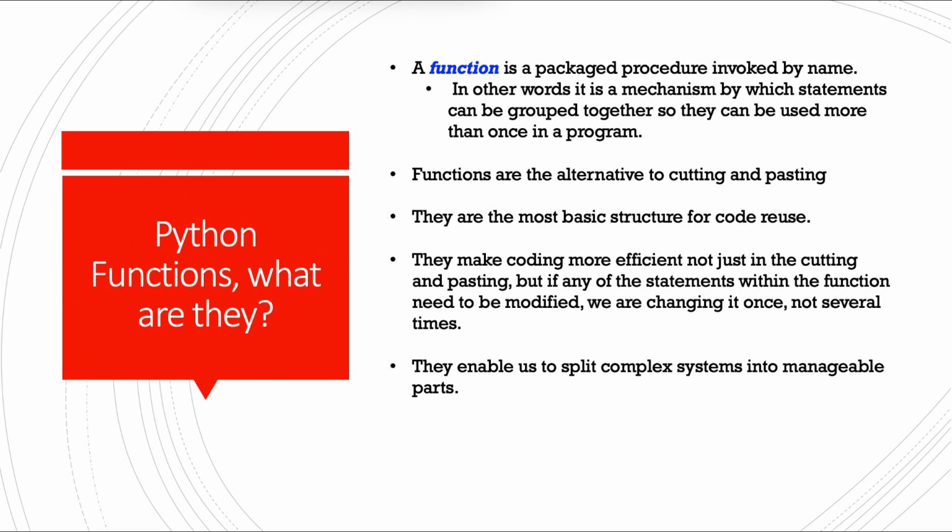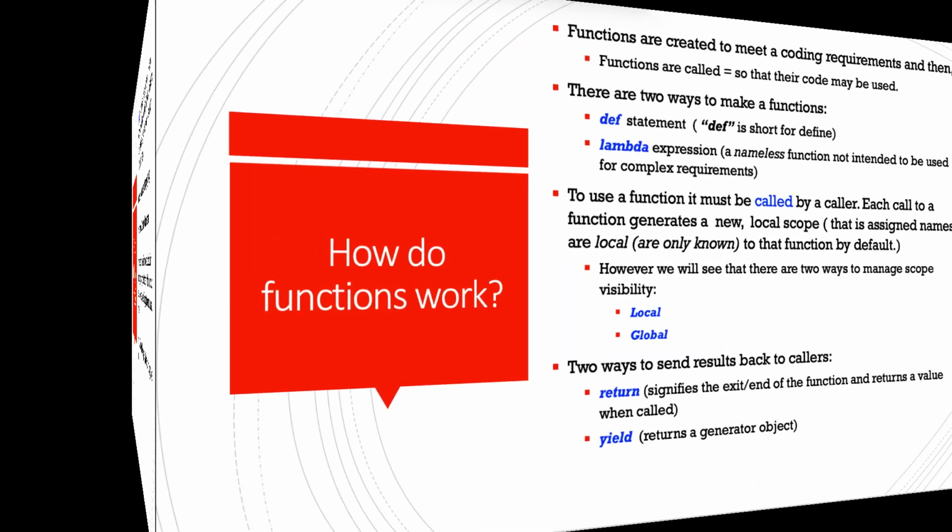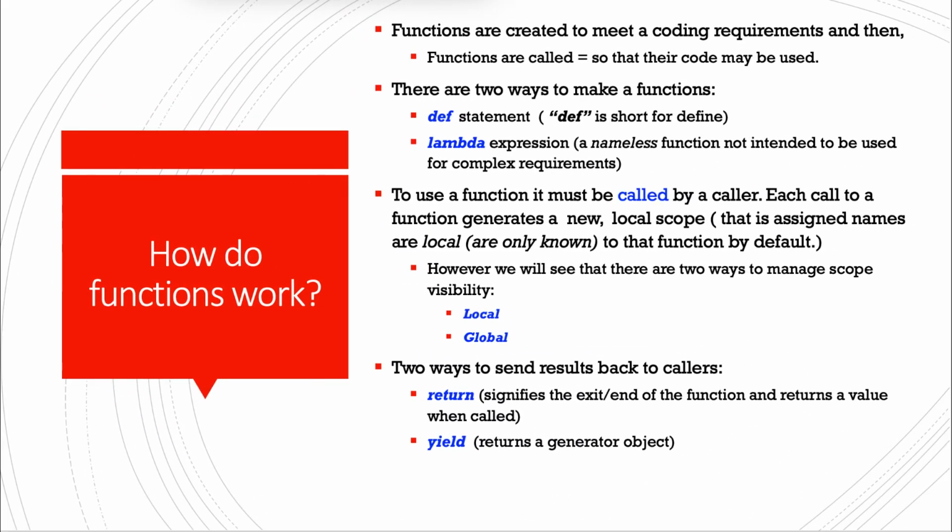They enable us to split complex systems into manageable parts. Functions are created to meet a coding requirement, and then functions are called so that that code may be used. There are two ways to make a function, either through a def statement, DEF, which is short for define, or a lambda expression. This is a nameless function not intended to be used for more complex requirements.